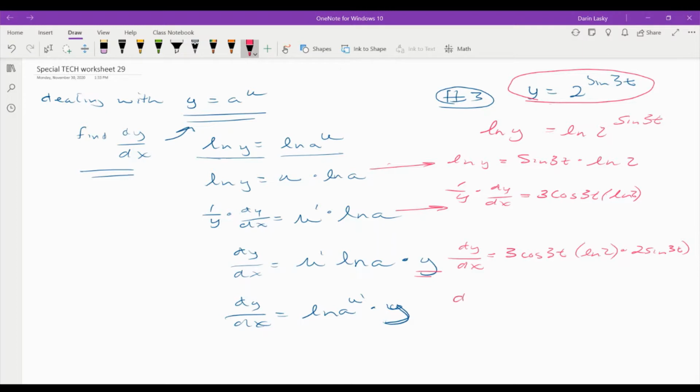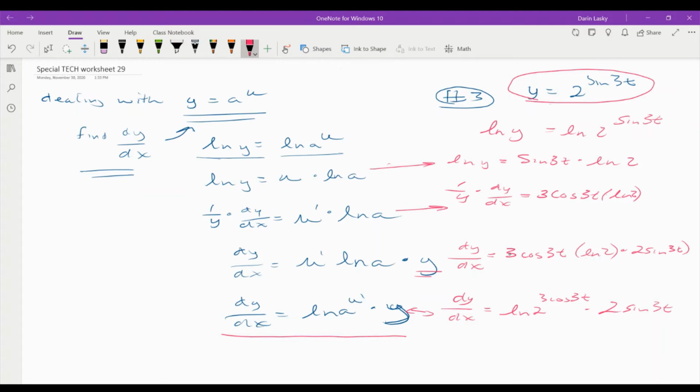Sometimes they'll finish them a little differently algebraically, and they'll say the natural log of 2, 3 cosine of 3t times 2 to the sine of 3t. And that is basically that one there. So rather than memorize this formula here, which you're welcome to do, you don't really have to, because the idea is, and actually this is going to be a to the u, which is up here. You don't have to, because you can just follow the rules here.